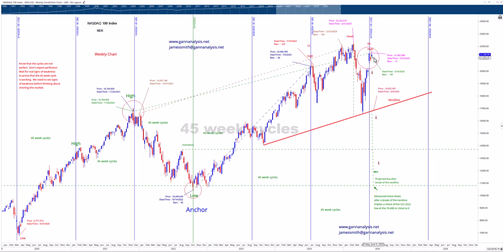Now, from a GAN perspective, we have different GAN levels that are closer to the market that will tell you exactly when you have confirmation that you're going down. Again, if you become a client, check us out, try us out for a month or 3 months. You will see in real time confirmation when it's actually going down.